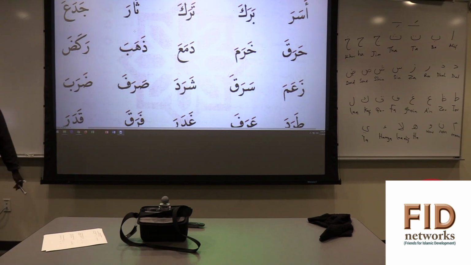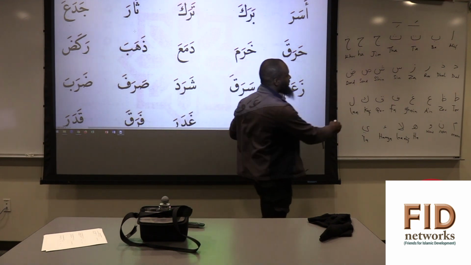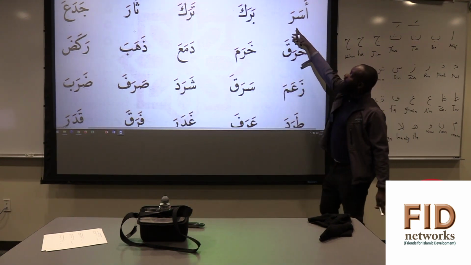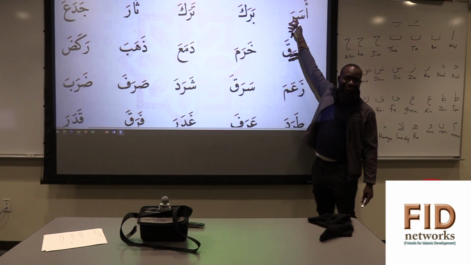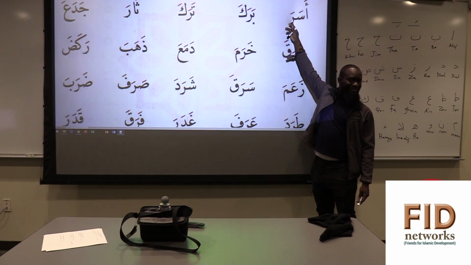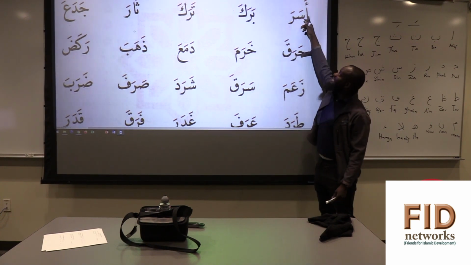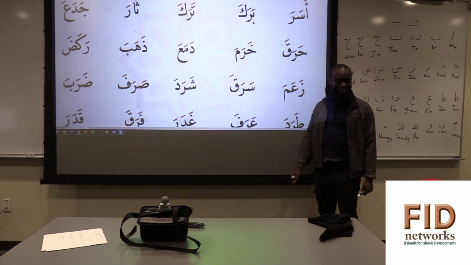When letters join, they change shape. So sometimes letters join and then they change shape. So let's see how they change. So this is actually, remember sin, but because it's joining with ra, the tail is lost. But you can still tell it is sin. Is that okay? So this is asara. Are you seeing it now?